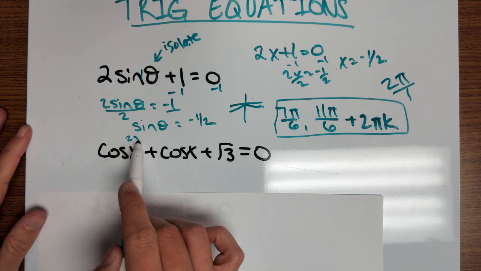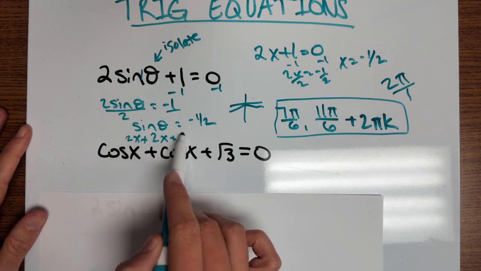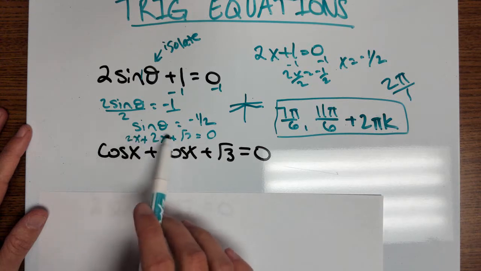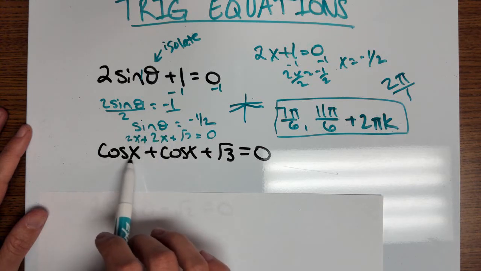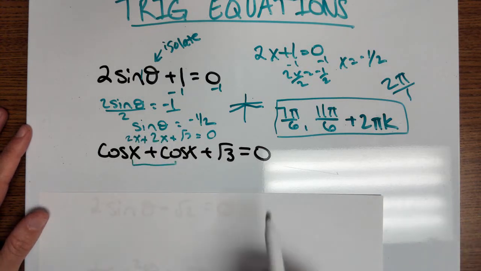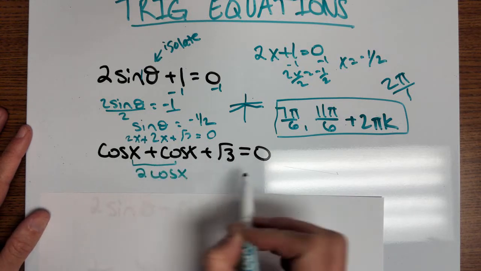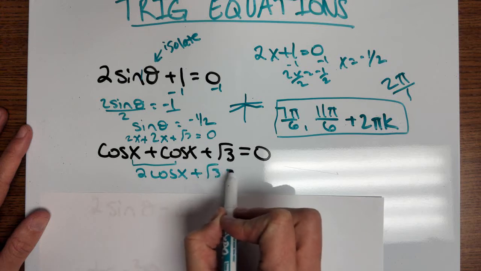If I had 2x plus radical 3 equals 0, you could combine like terms. We could say we have a total of 4x. Same thing is true here. We're going to combine like terms. So we have a total of 2 cosine of x. We can't do anything with the radical 3.